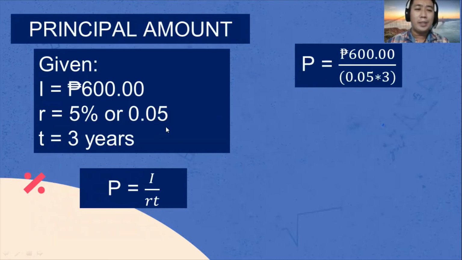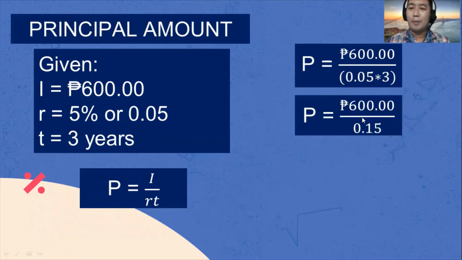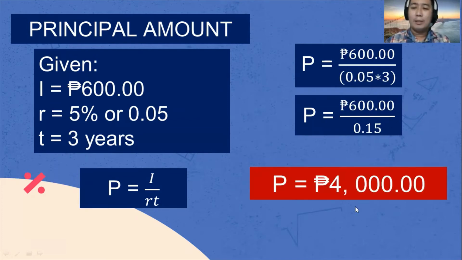So we are going to substitute the given into the formula, and it goes like this. Principal amount is equal to 600 pesos over the product of 0.05 and 3, or 0.05 multiplied by 3. The first step, multiply 0.05 by 3. 0.05 multiplied by 3 is equal to 0.15. Then, divide 600 pesos by 0.15. 600 pesos divided by 0.15, the final answer is 4,000.